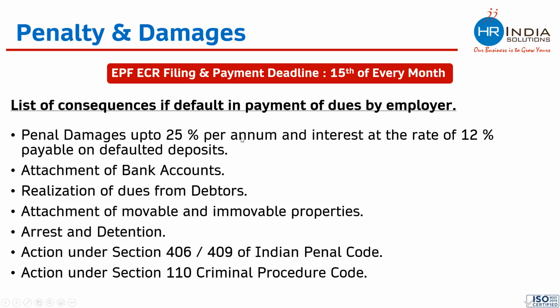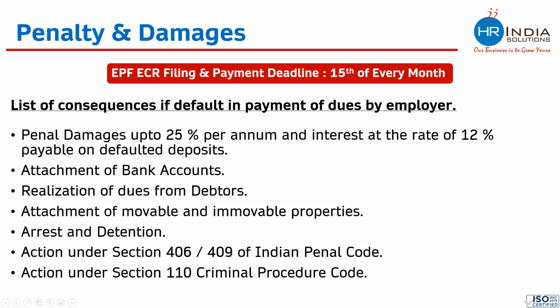Penal damages up to 25% per annum and interest at the rate of 12% payable on the default deposits, right? Whatever is the default, whatever is the delay on that default, there is a penal interest of 12% that can be imposed. The bank accounts can be attached for the recovery of the dues. If your company has not paid the PF contribution for the previous 6 months or 7 months or 1 year, there is a good amount of dues pending to be paid, right? To recover those dues, EPFO can attach the bank accounts of the company.